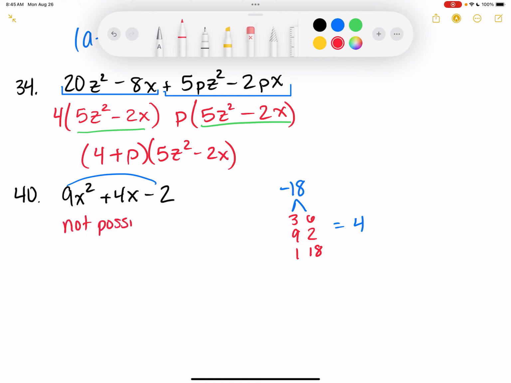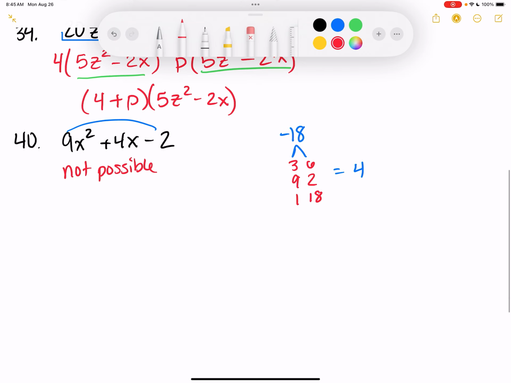So one of them, right off the bat, not possible. Let's see if we can find one that is. Let's try 42 and see. This one is 36x cubed plus 18x squared minus 4x.